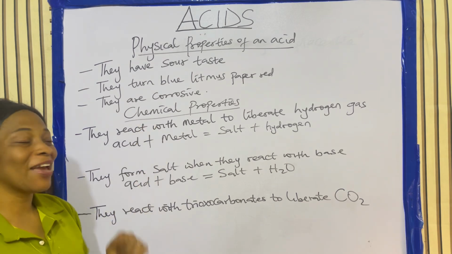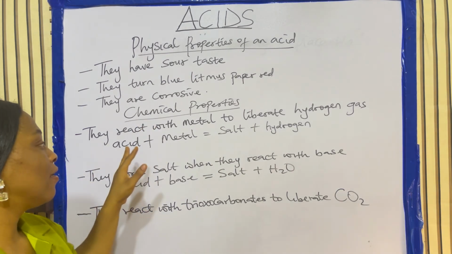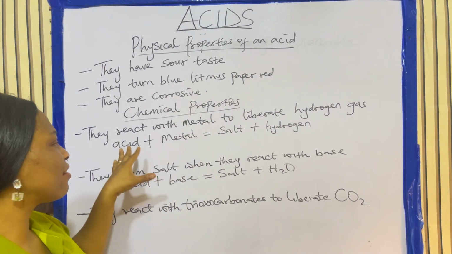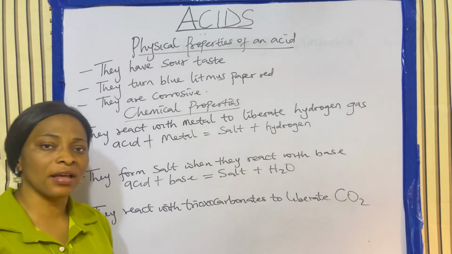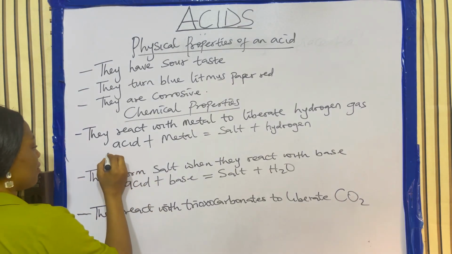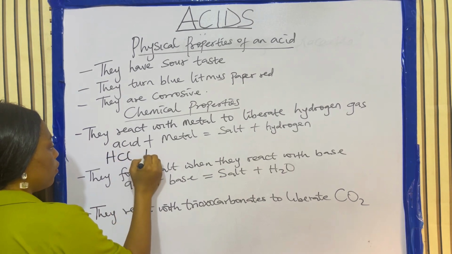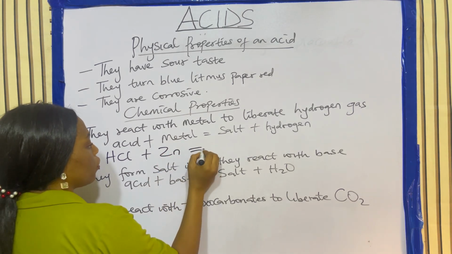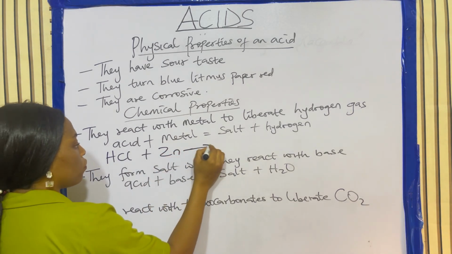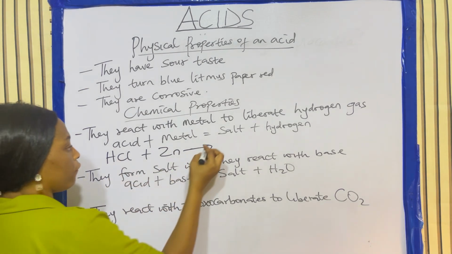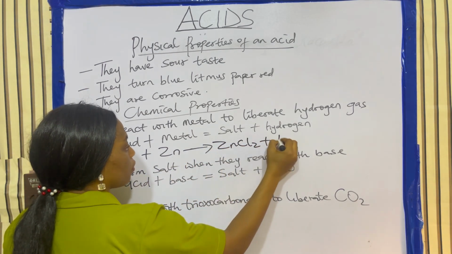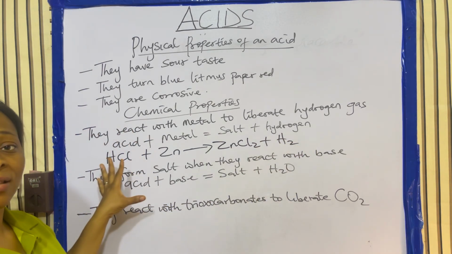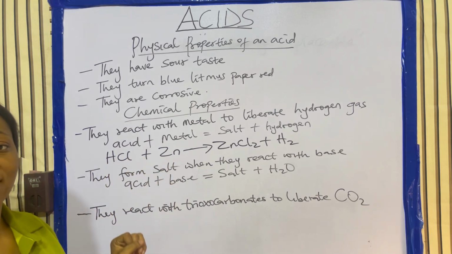All right, we look at the chemical properties. Number 1 is that they react with metals to liberate hydrogen gas. All acids react with metals to liberate hydrogen gas. Let's take, for example, hydrogen chloride reacting with a metal, let's say zinc. Zinc is going to displace hydrogen from the acid to form zinc chloride plus hydrogen. This is a characteristic of acids. They react with metal to liberate hydrogen.